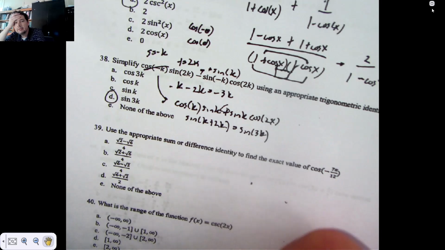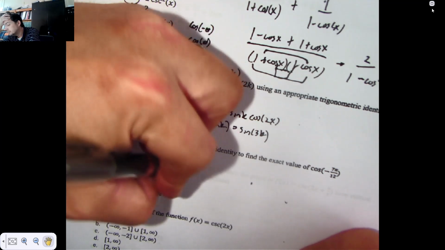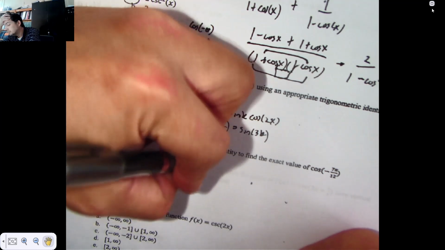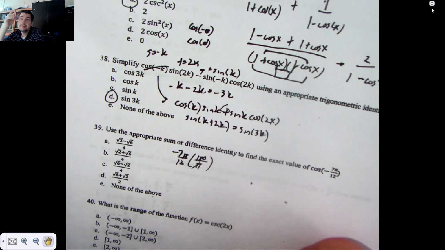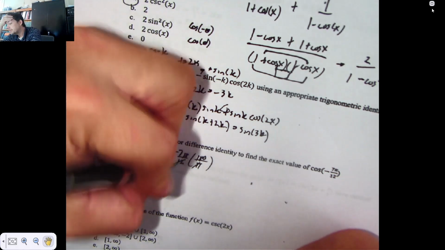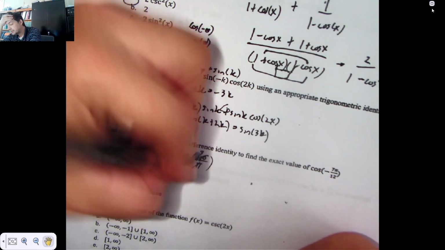Use the appropriate sum or difference identity to find the exact value of the cosine of negative 7 pi over 12. You should probably convert that into degrees. How many times does 12 enter 180? I guess it doesn't enter nicely, does it? But they're both divisible by 6. 12 divided by 6 is 2. 180 divided by 6 is 3.